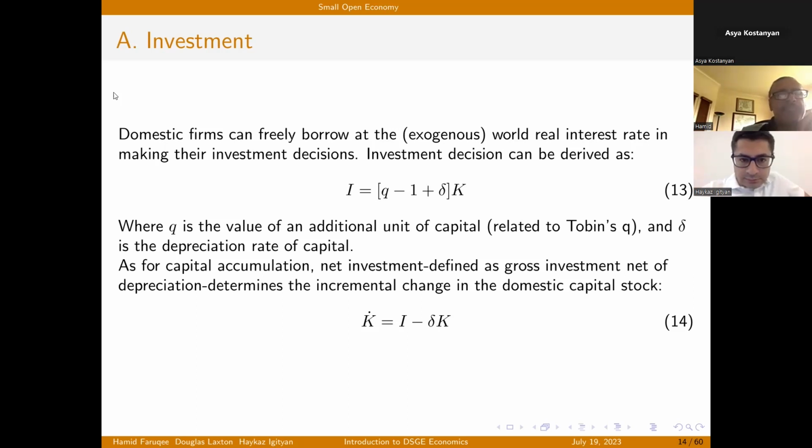And then you have in equation 14 the law of motion for the aggregate capital stock as a function of net investment, which is gross investment I minus the depreciation of capital, based on the depreciation rate delta in equation 14. Next slide, please.